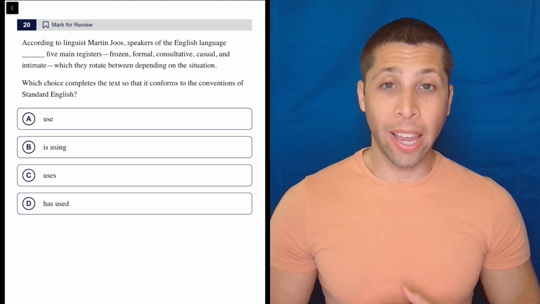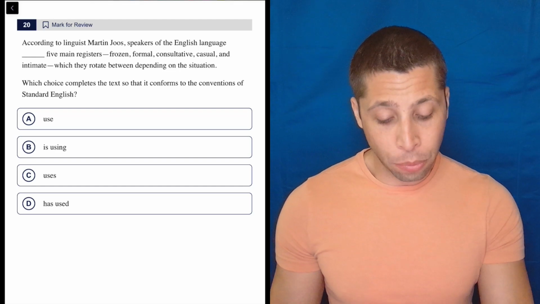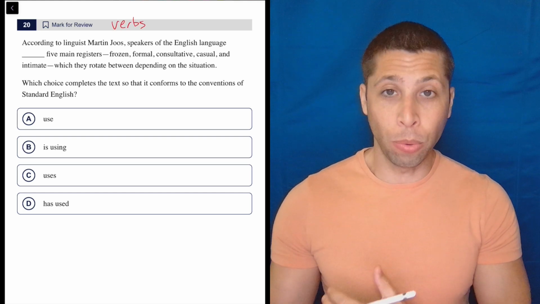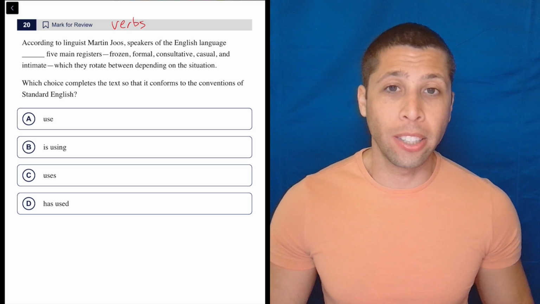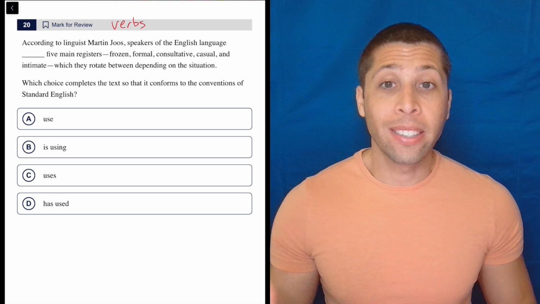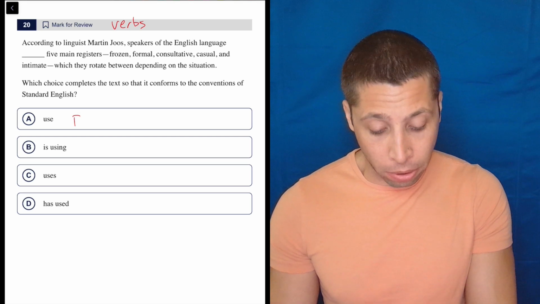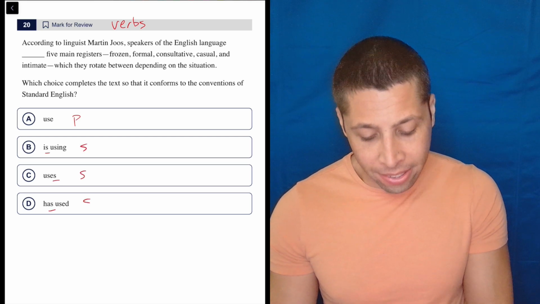As always, I'm going to look at my answer choices first to see if I can recognize what rule is being tested. These are once again verbs, and so the bigger question is which verb tense rule is the one that matters here. I always try to think, can I categorize these as singular or plural first? Remember, singular verbs end with the letter S. So then A would be plural, there's no S there, but is singular, uses is singular, has is singular.